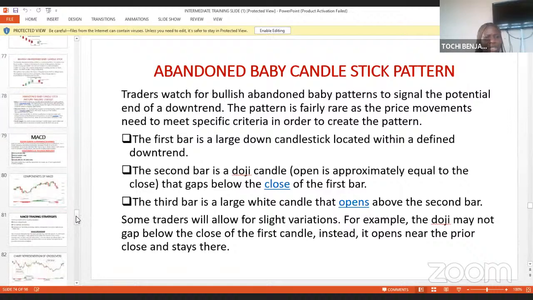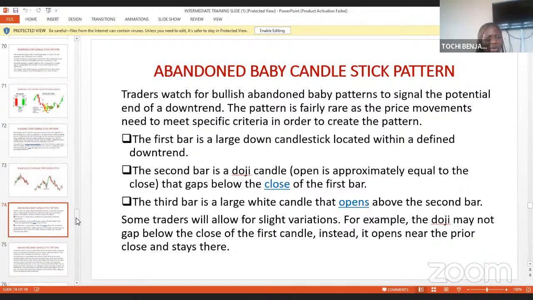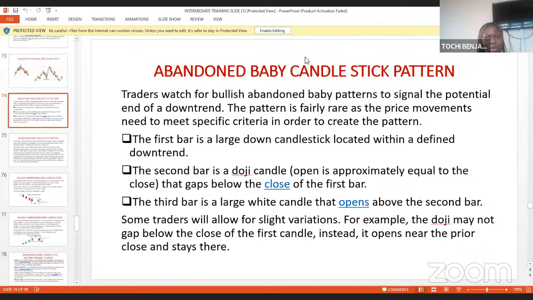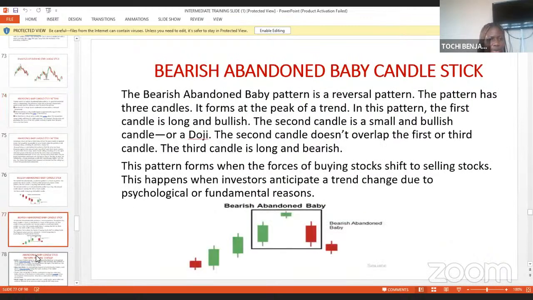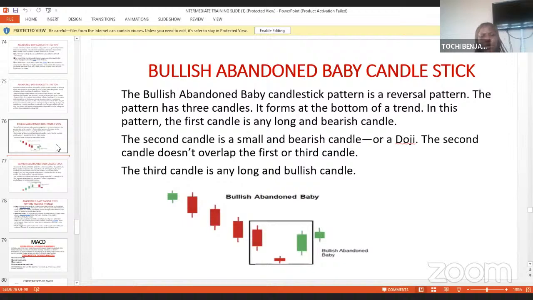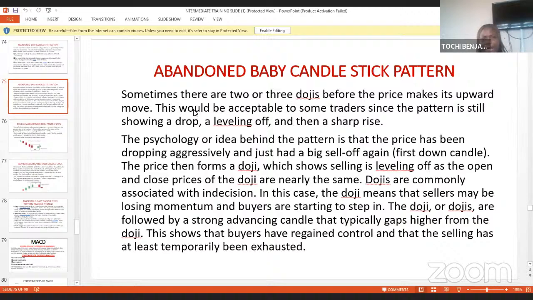Abandoned baby. Now this one, you likely seldom see. Let me check if there's another one. Is that the last candle? Okay, abandoned baby. This is the last candlestick pattern. Now we have bullish abandoned baby and bearish abandoned baby. Like the name implies, it's also a three-candlestick pattern.